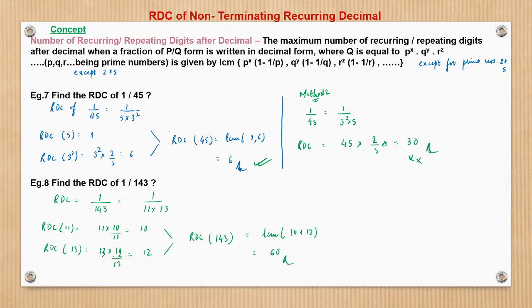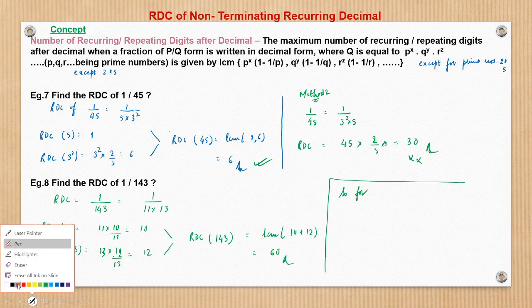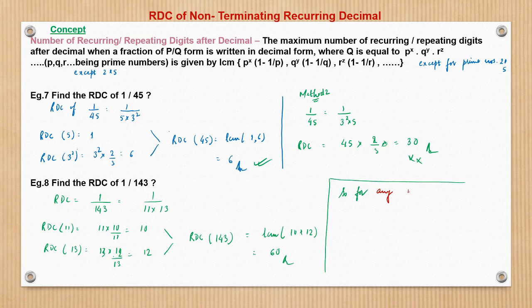Though I can say at this point, and we will discuss later, this is not the very effective RDC. We will get to learn what the very effective one would be. A couple of points I now write from here. For any prime number p, the RDC would be p minus 1, right?